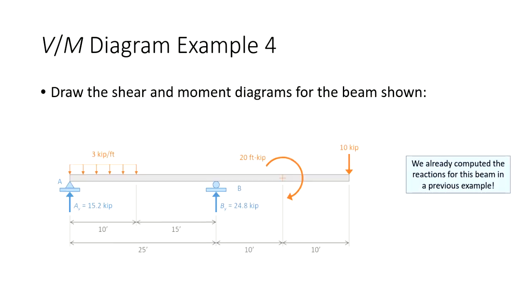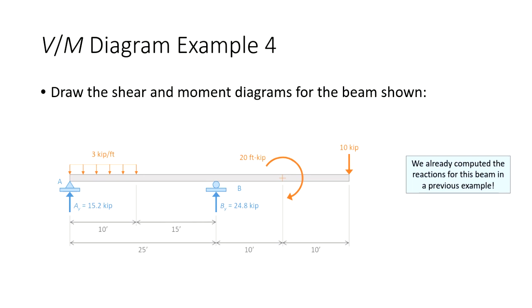Now, first off, with both of these examples, I've given you the reactions. We've already done these examples. I tried to reuse as many of the examples that we've done before because I want today to be focused on the shear and moment diagram. I don't want to waste time trying to compute the reactions. But the idea is you've already done this, so you can always go back in your notes and go, oh yeah, we did this problem, and there's how you compute the reactions.